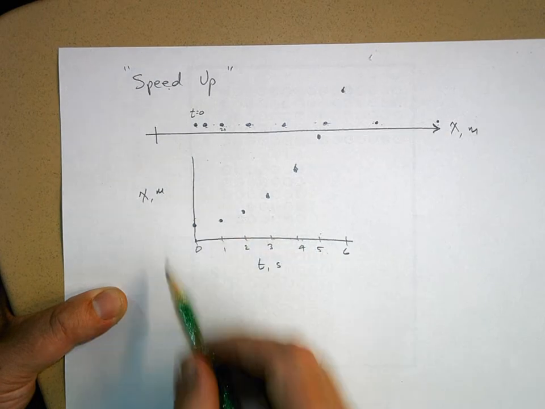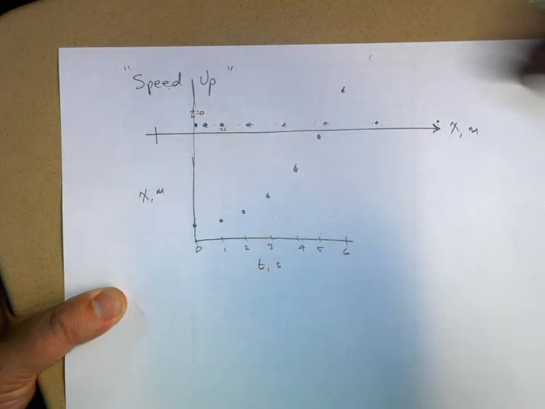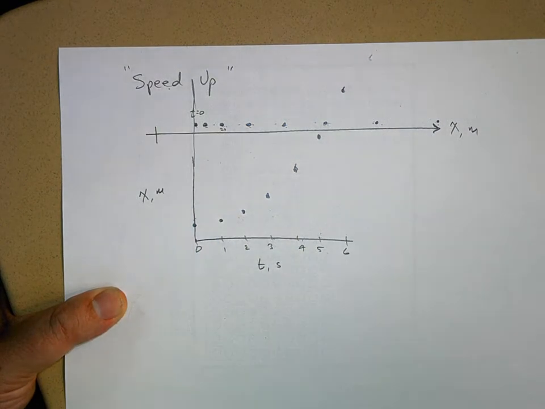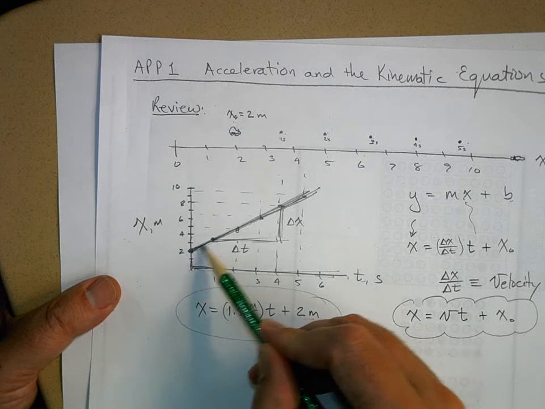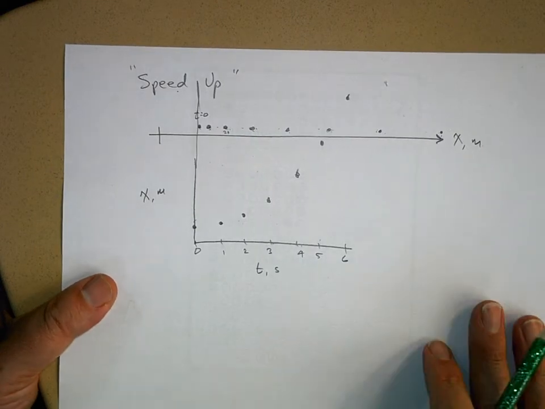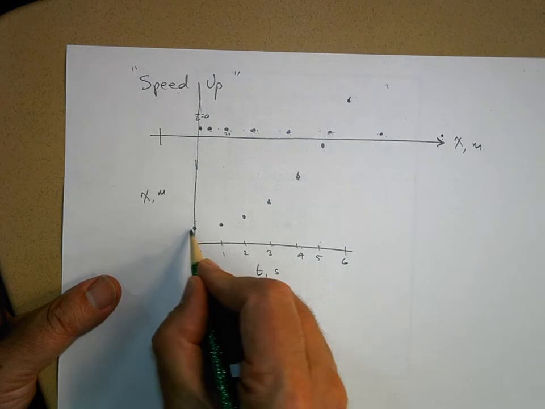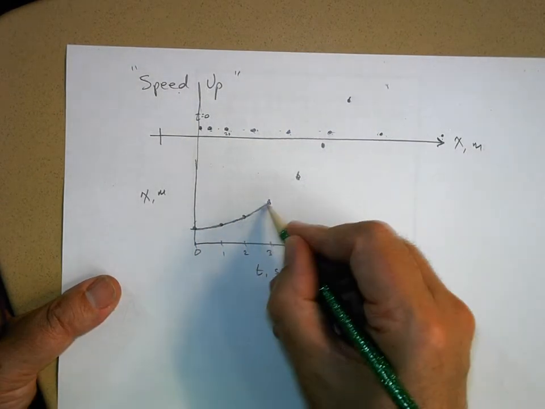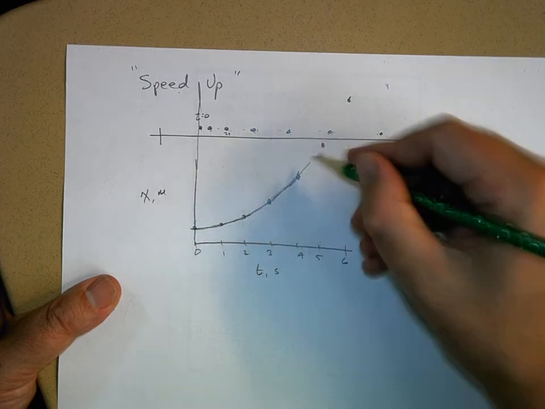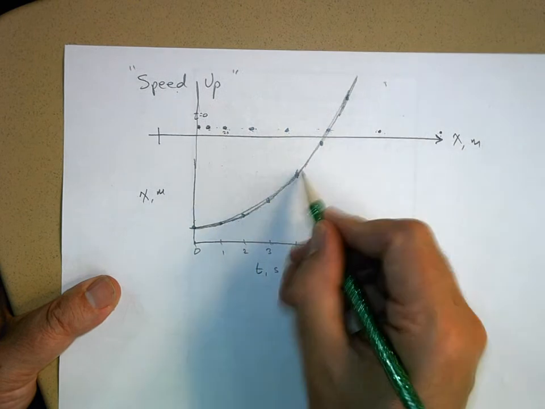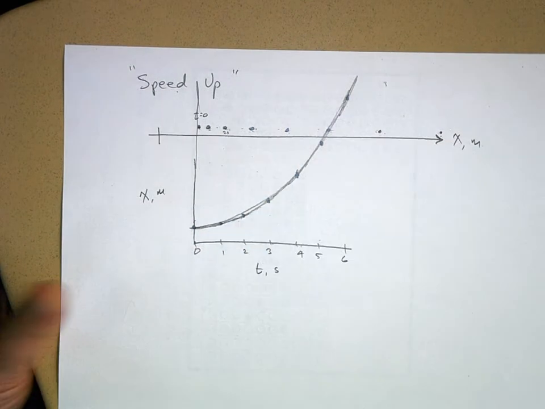And so now when I graph, sorry about this, this is going to be kind of sloppy. If I were to graph this, like before, I had a nice straight line. But is this a straight line? No. At first, we were going slow, but then we would go faster and faster and faster. So we're going to get a curve now instead of a straight line.